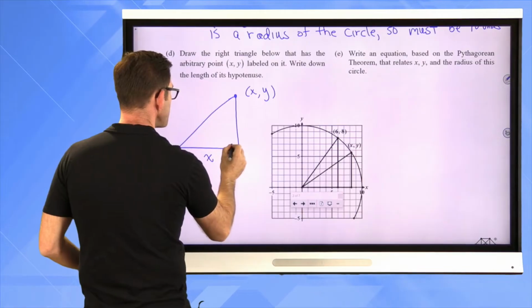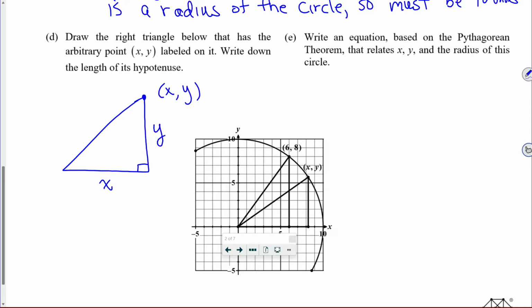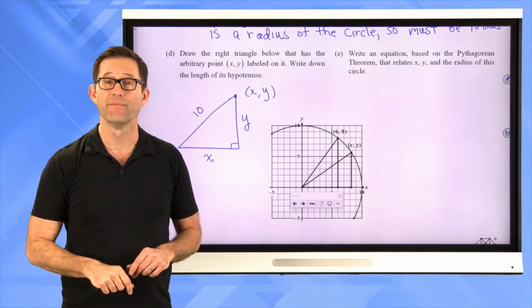We know this is x. We know this is y. And because its hypotenuse is a radius of the circle, its hypotenuse must be equal to 10.